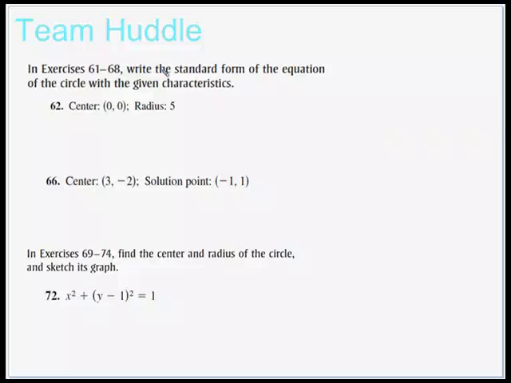Practice time. In the first two, it says write the standard form given the characteristics. Here's your center. Here's your radius. Write the equation. Here is the center of the circle. Here is a point on the circle. So this is just like the example we just did, the last example for 66.